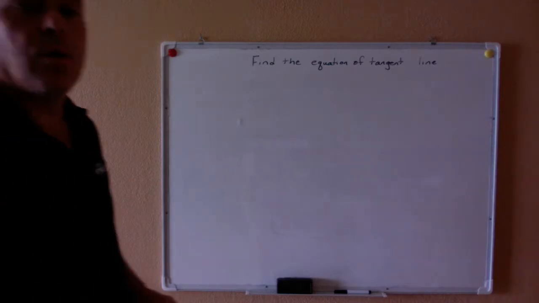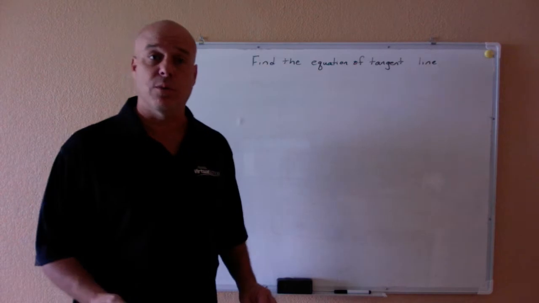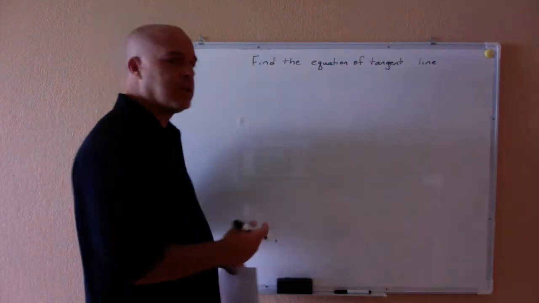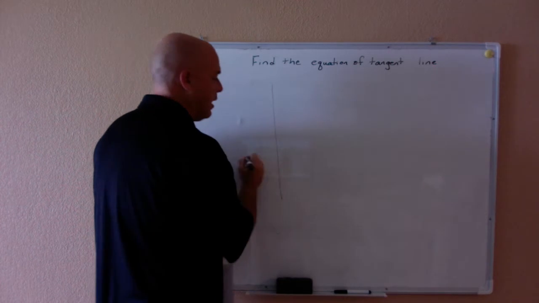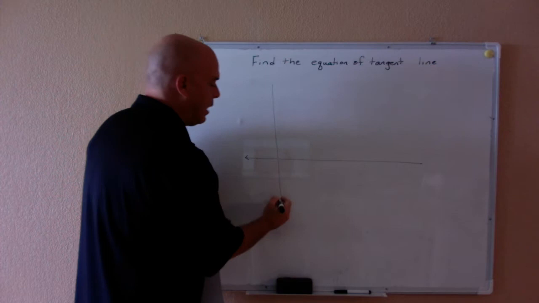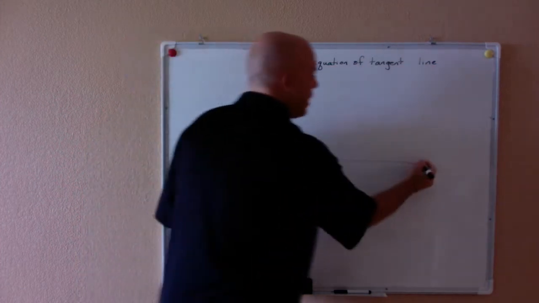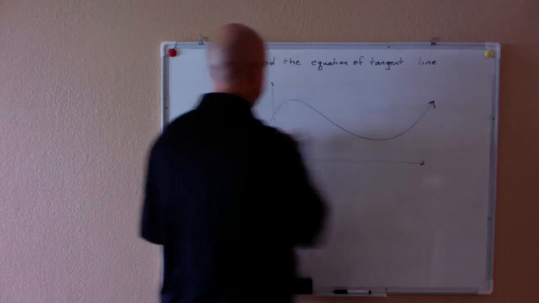So in this video, we're going to be looking at finding the equation of the tangent line, or the line that's tangent to a particular curve. Just to give you an idea of what we're talking about here, let's say that we had some function. It doesn't really matter what the function is. I'm going to sketch in some kind of function here. Let's say that we had maybe a function that looked like this.